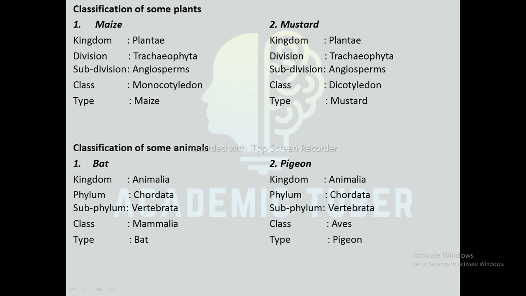So classification of some animals. Bat, kingdom Animalia, phylum Chordata, subphylum Vertebrata, and class is Mammalia as it gives direct birth, and type is bat. Next one is pigeon, kingdom Animalia, phylum Chordata, subphylum Vertebrata, class Aves, and type pigeon.